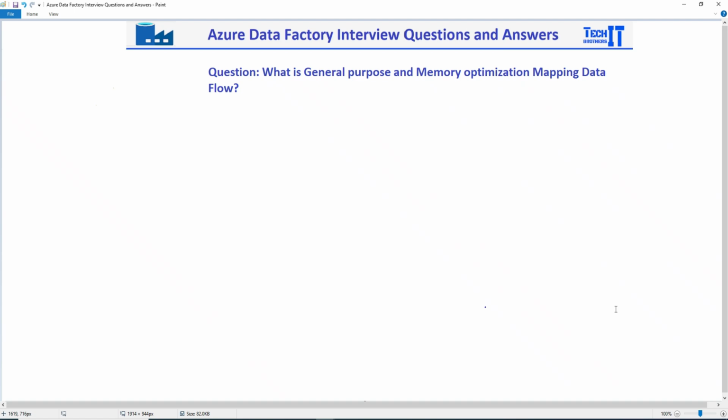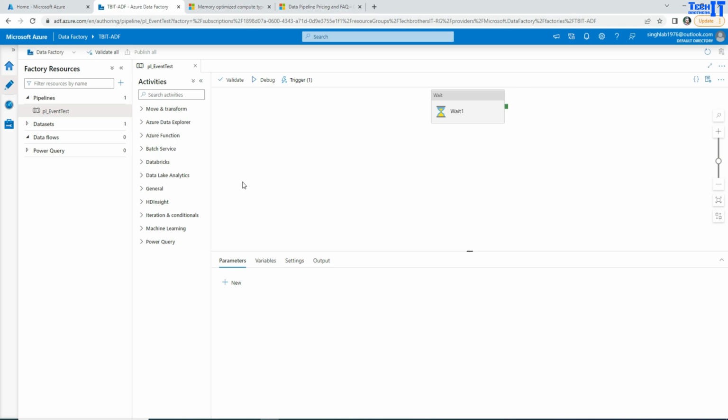In this video, we are going to answer this question. What is general purpose and memory optimization mapping data flow in Azure Data Factory? You know that in Azure Data Factory, we use it for ETL to read the data from different data sources, and then we want to perform some transformations and finally write the data to some sinks or destinations.